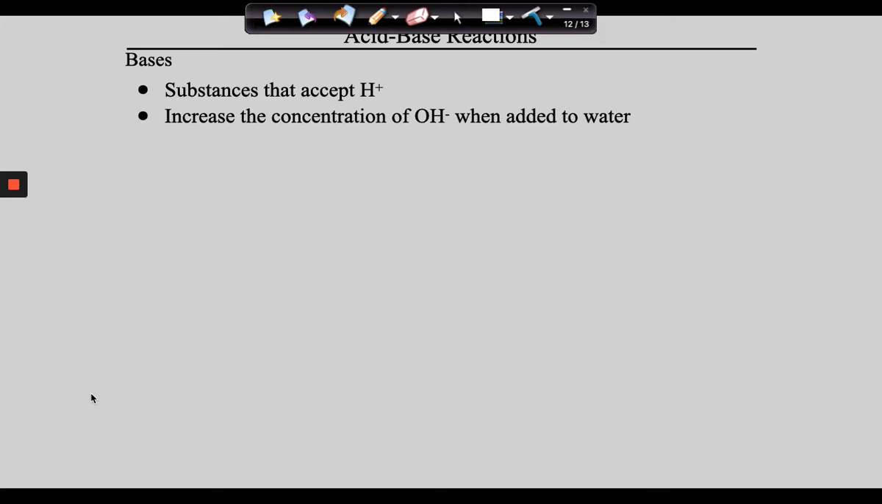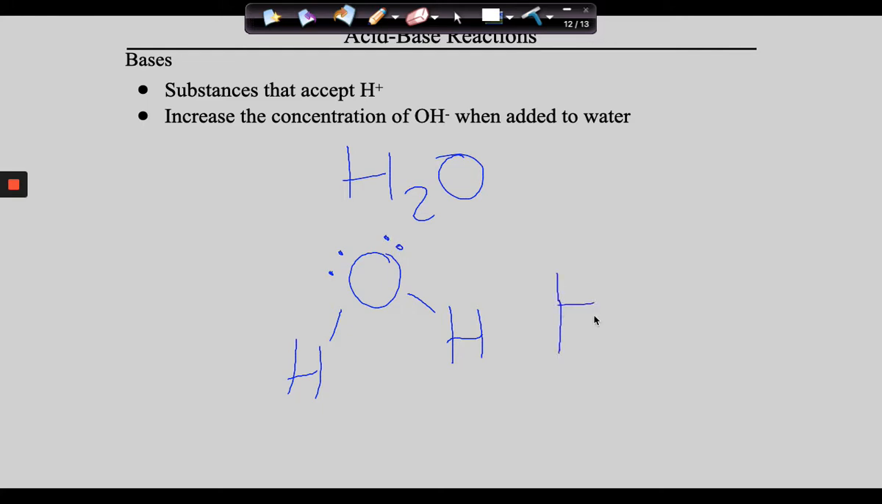Guys, what's the title for this chapter? Aqueous Reactions. What does aqueous mean? Water. And guys, water is H2O. Or water, as a Lewis dot diagram, is this. Or, if you want to think about it this way, water is hydrogen hydroxide.